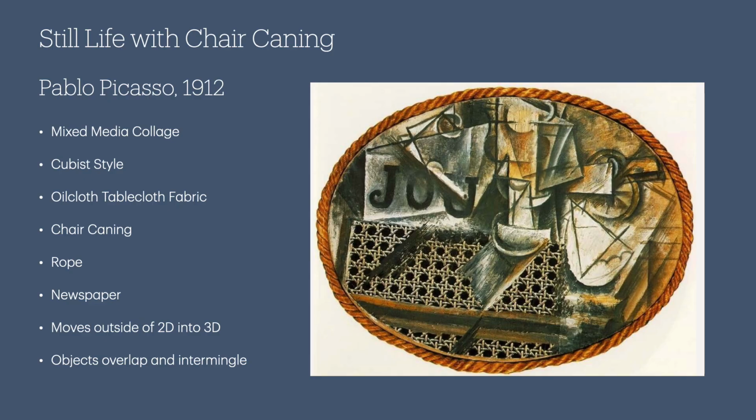It's painted on an oilcloth tablecloth fabric, and it uses actual chair caning and rope, as well as newspaper, in addition to drawn and painted elements. The interesting thing about this piece is it moves outside of the two-dimensional realm into three dimensions by combining these found objects. As you can see, the objects overlap and intermingle, creating a layered and textured design.